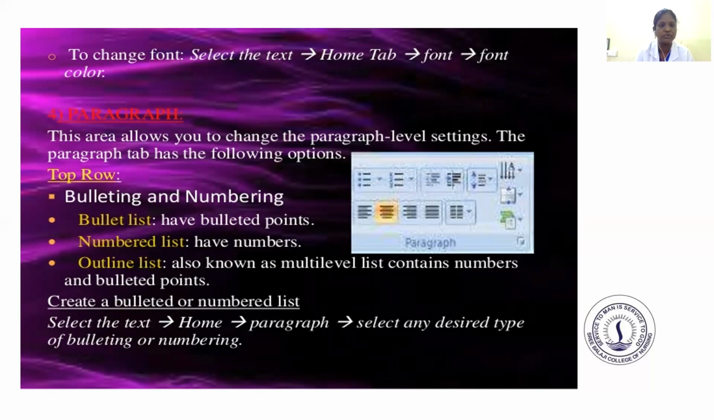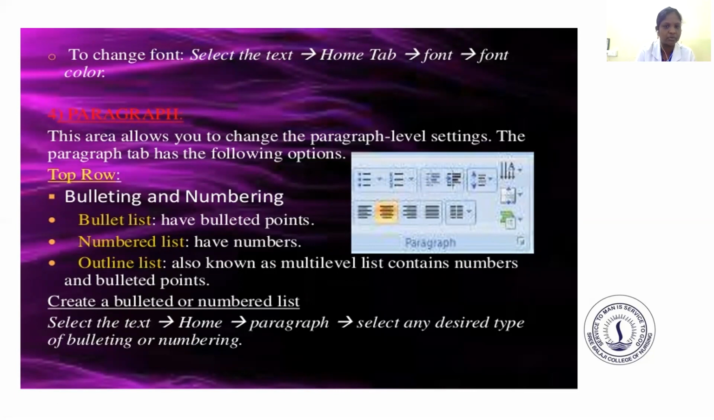This area allows you to change the paragraph level settings. The paragraph tab has the following options. The top row, the bulleting and numbering. Here you see the bullet list and also the number list. You see here an outline list, and also the creative bullet or number list is available.